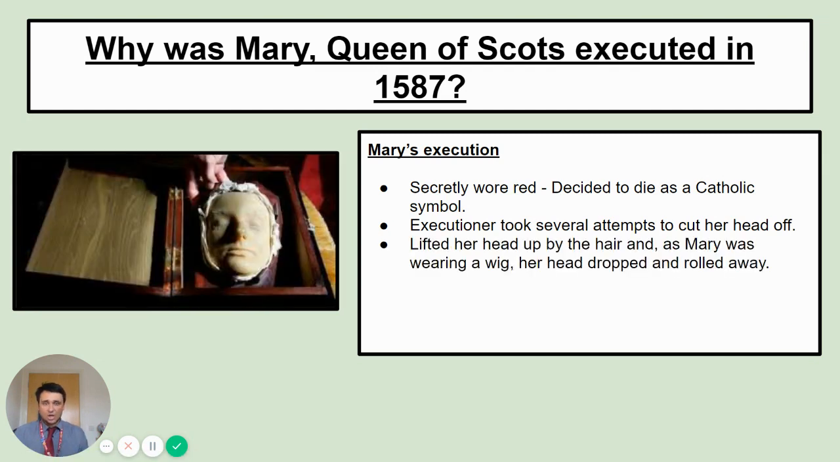The executioner, like always, would lift up the dead person's hair afterwards and show the face to the crowd and say, "Behold, the head of a traitor." This time is almost ludicrous because Mary had been wearing a wig. So the executioner goes to pick up Mary's hair, and he's just left holding a wig instead. The head just drops down straight away and rolls off the stage where she'd been executed.